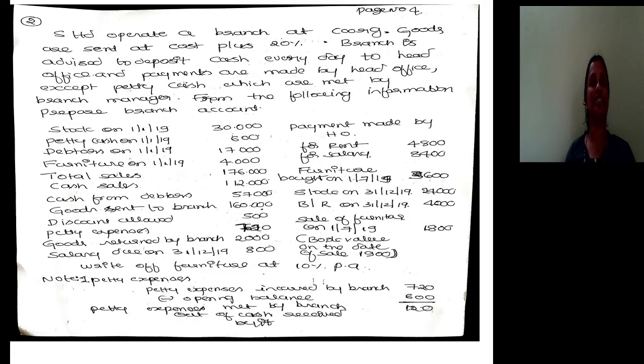Branch is advised to deposit cash every day to head office and all payments are made by head office. This sentence says that the branch is a dependent branch, except petty cash expenses, which are met by the branch manager. Means petty cash expenses are paid by the branch manager, not by the head office. From the following information, prepare branch account.